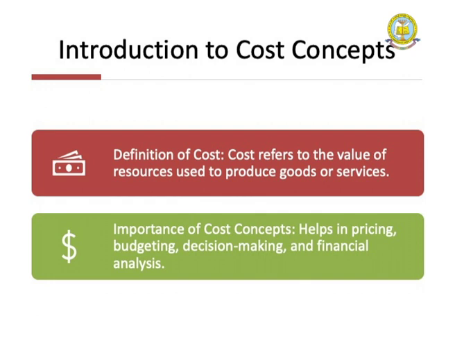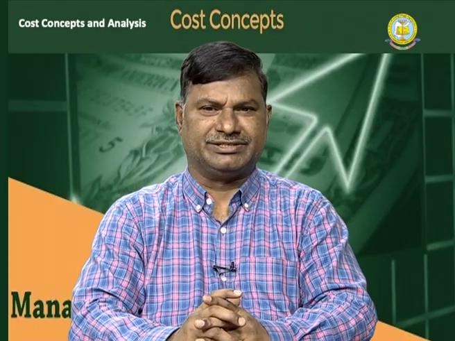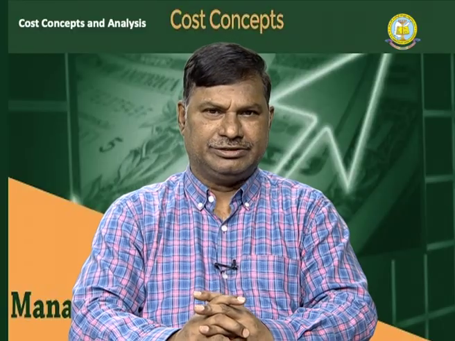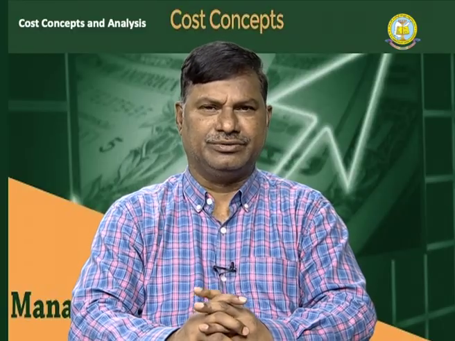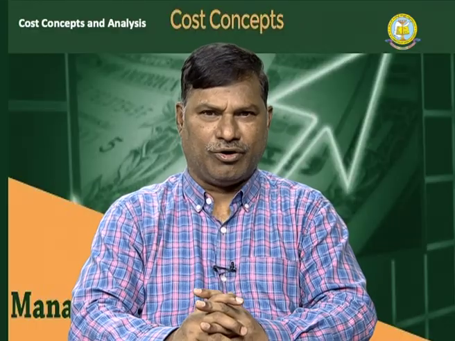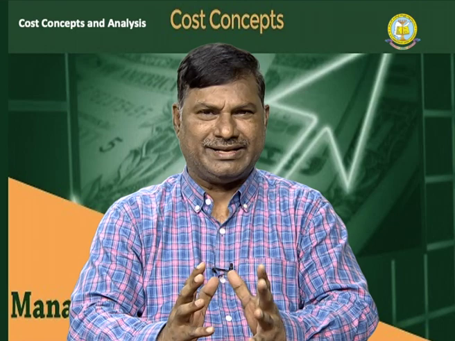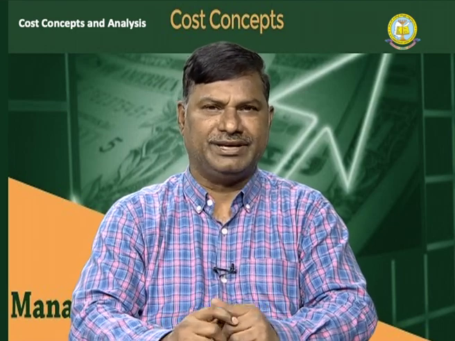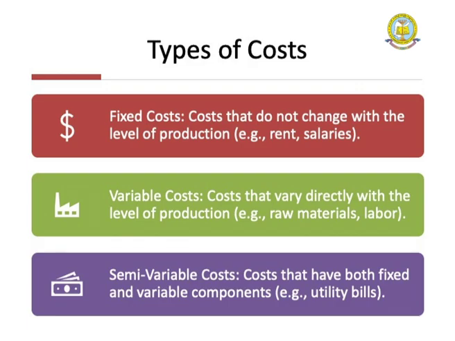Now, why is it important? Costs are important because they help in determining prices. You may have to estimate the total amount needed for the production facilities, that is budgeting. You have to make decisions for financial analysis. So for all these purposes, you need to identify what the costs are, what the types of costs are, and what the value of the costs is. Now we look into types of costs: fixed costs, variable costs, semi-variable costs.